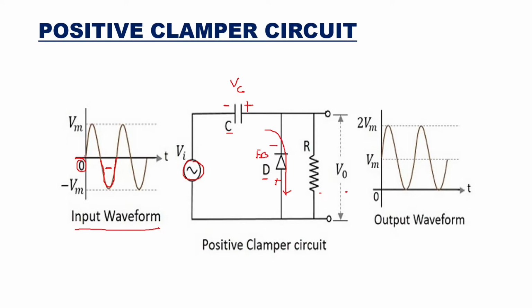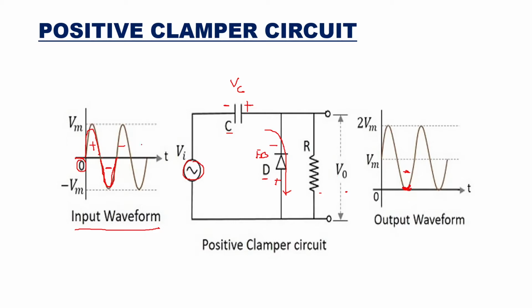Similarly, when the input becomes a positive half cycle. So here we saw that when the input was in the negative half cycle, the output voltage was 0. You can see it is 0 here. This is when the input is in the negative half cycle.